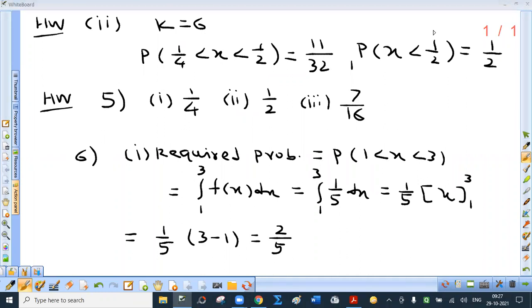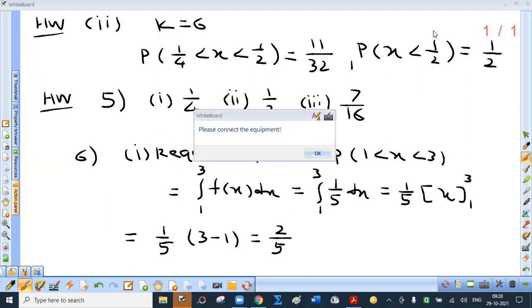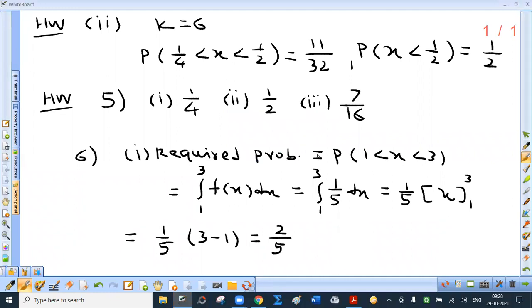Fifth: let x be the amount of time for which a book is taken out of the library for reading, of course, by a randomly selected student. Suppose x has PDF f of x equal to 0.5x for 0 less than or equal to x less than or equal to 2, and f of x equal to 0 otherwise. Calculate p of x less than or equal to 1, p of 0.5 less than or equal to x less than or equal to 1.5, and p of x greater than or equal to 1.5. Answers are given. We'll be doing sum number 6.